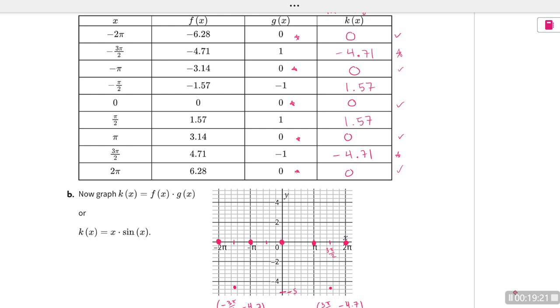So negative pi over 2, 1.57. Well, 1 is here, so maybe right about there. So negative pi over 2, 1.57. And positive pi over 2, 1.57. Okay, so I have all my points down. Let's connect these with a smooth curve. That could look a little smoother. Let's do a better job there.